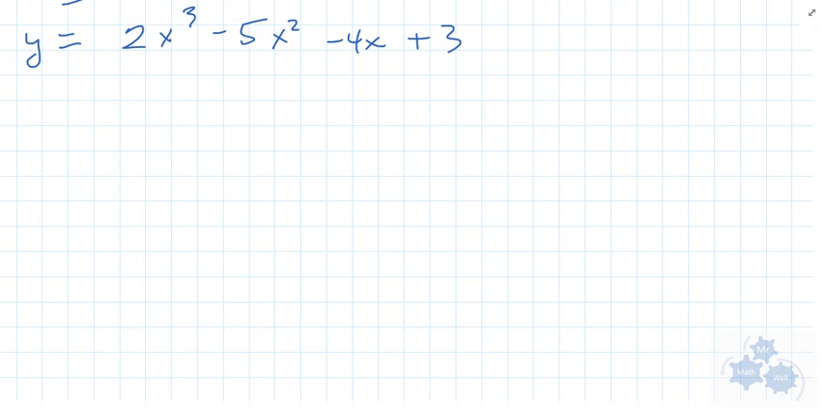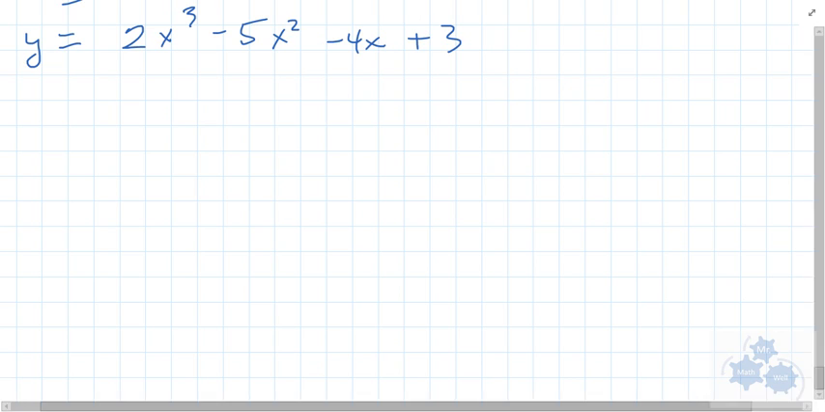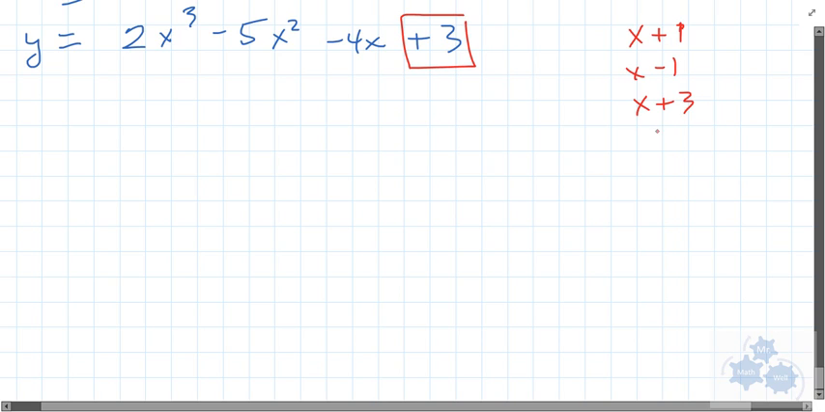Okay? So, the first step is to choose possible factors. What are possible binomial factors? We look at the 3 there, right? So x plus 1, x minus 1, x plus 3, x minus 3. Those are all of the factors of 3. Yes? We good? All right, so let's test them real quick.